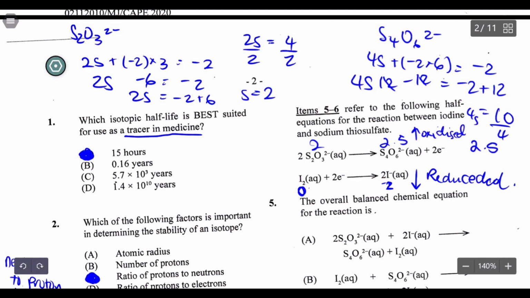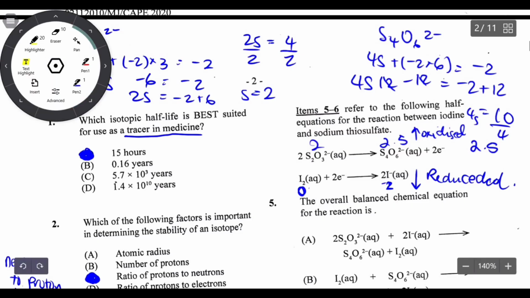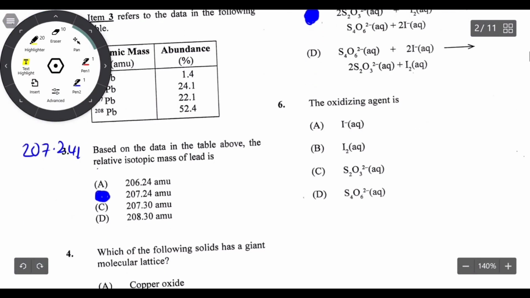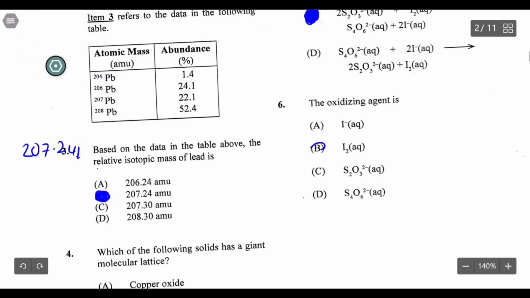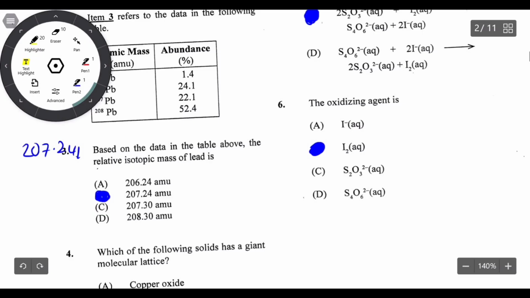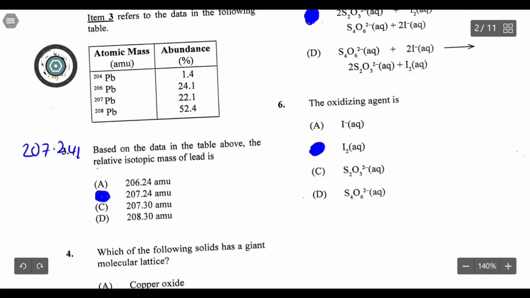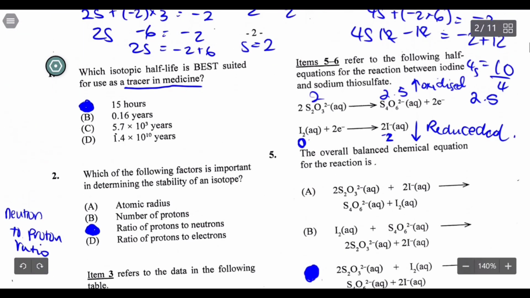So the oxidizing agent is I2. And if you were asked what the reducing agent was, the reducing agent would be the one that is oxidized, so the thiosulfate ion.